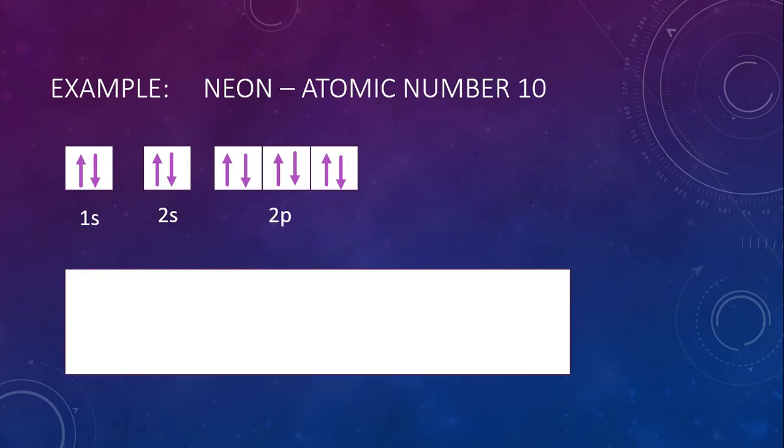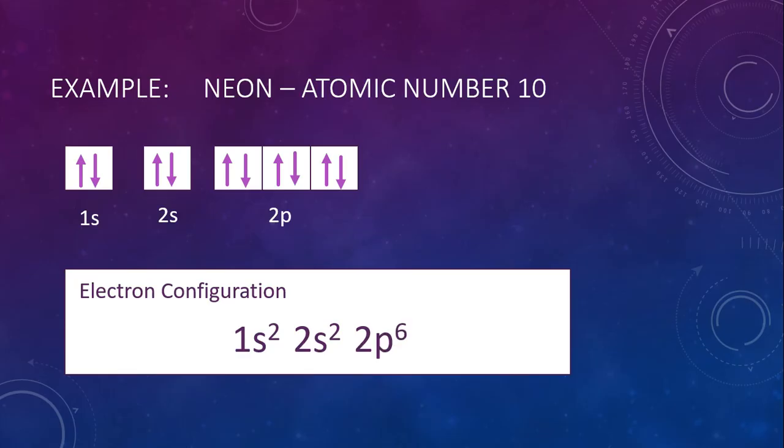To write the electron configuration, I just go across and say, in the 1s, how many electrons are there? 2, 1s2. In the 2s, how many electrons are there? 2, it says 2s2. In the 2p, how many total electrons are there? 6, 2p6. So the electron configuration for the element neon is 1s2, 2s2, 2p6.